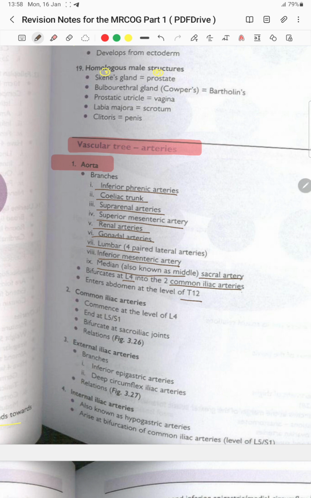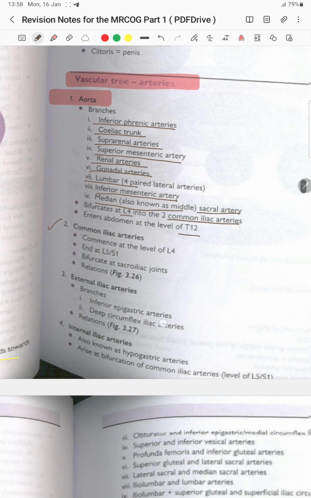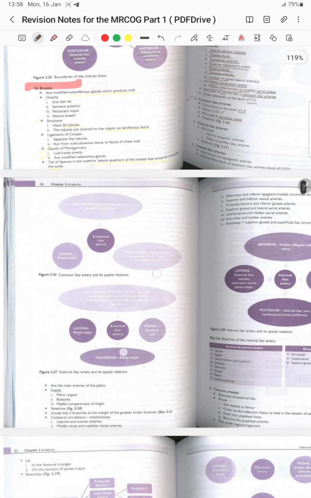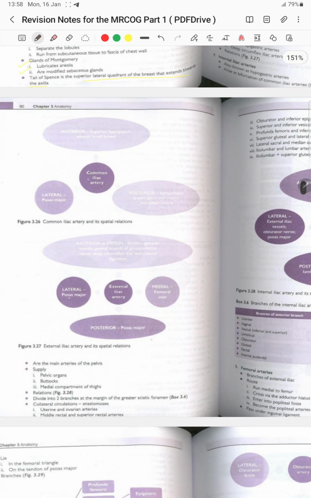The common iliac arteries commence at the level of L4 and end at L5 and S1, bifurcating at the sacroiliac joints. The relations of the common iliac artery: anteriorly is the superior hypogastric plexus; posteriorly are the sympathetic trunk, obturator nerve, and the iliolumbar artery; and laterally is the psoas muscle.